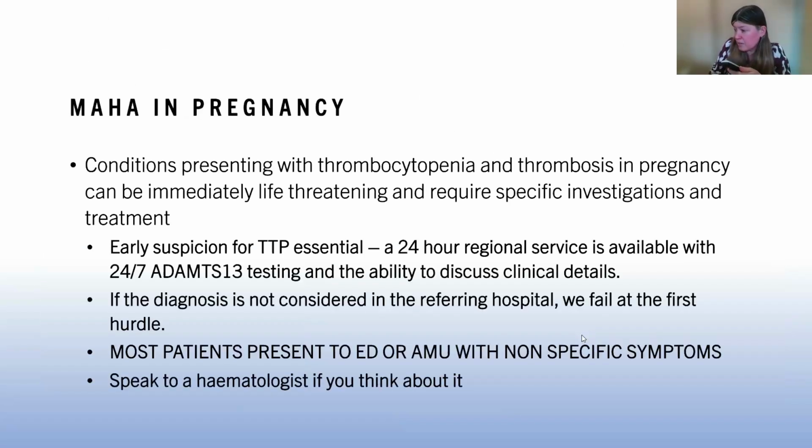So just thinking a bit more broadly about MAHA in pregnancy, I think thinking about it in somebody who's got anemia and thrombocytopenia, any evidence of thrombosis or microthrombosis is important. And we've talked a little bit about other things that might point you in the right direction in terms of markers of hemolysis. And then early suspicion for TTP is really important.